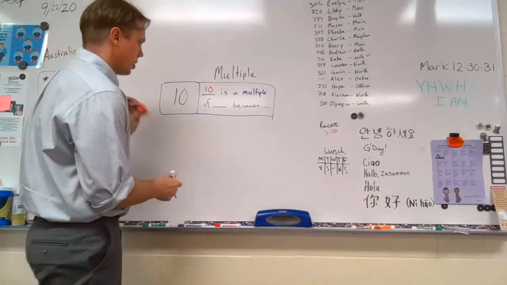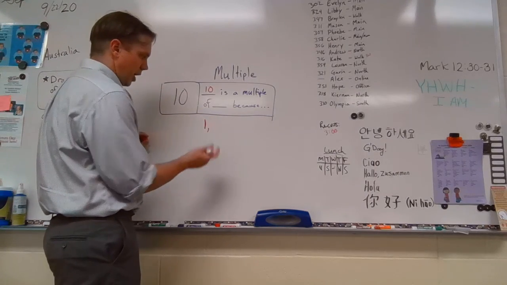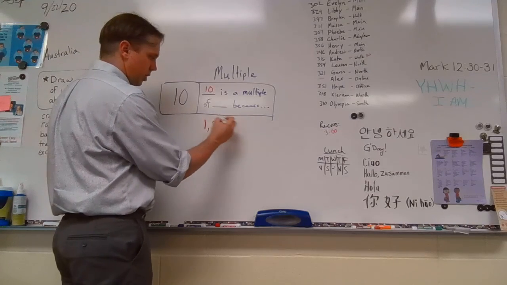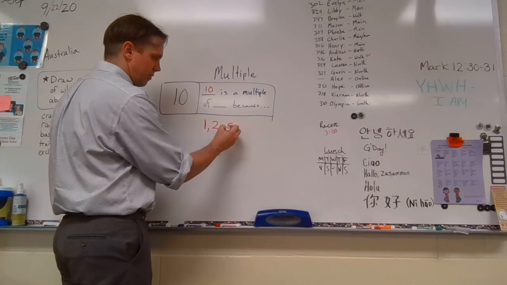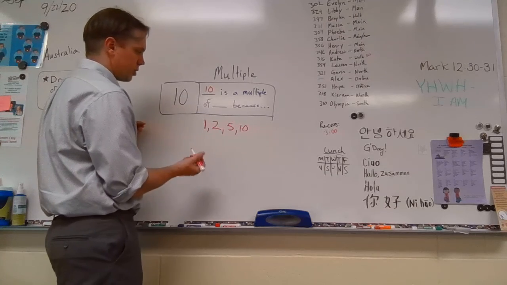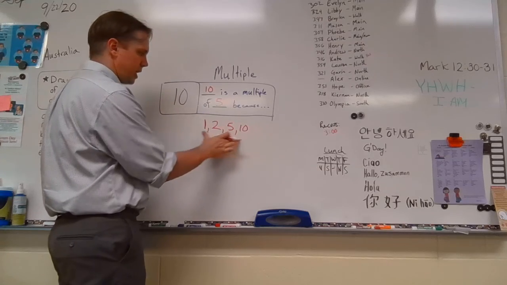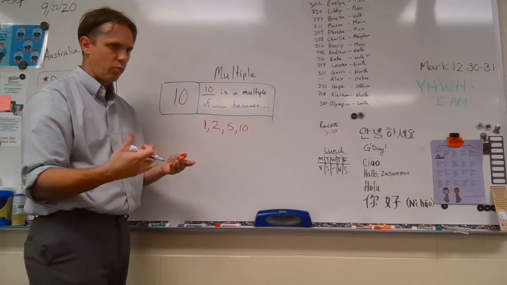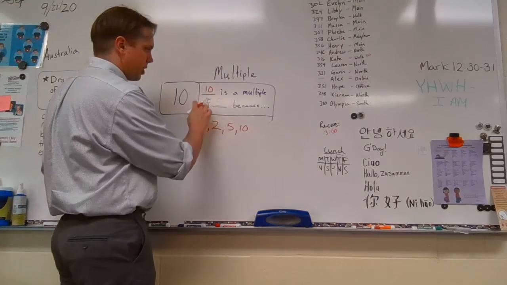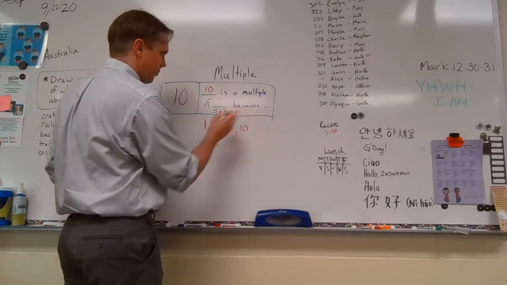Well, obviously all numbers are multiples of 1, right? So we could have used 1. We could have used 2, because 2 times 5 equals 10. We couldn't use 3, we couldn't use 4, but we could use 5. And then we can also use 10. So you could have written any of these numbers and it would have worked. So let's pick 5. Don't pick 1 or 10, where you're multiplying it times 1. That's kind of cheating. So 10 is a multiple of 5 because 5 times 2 equals 10.